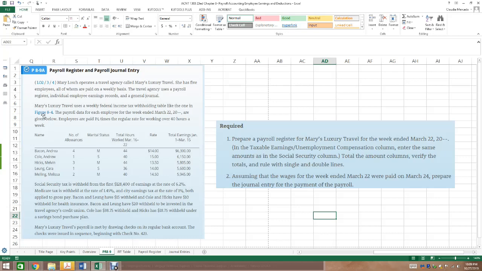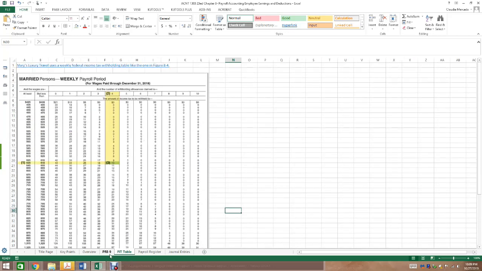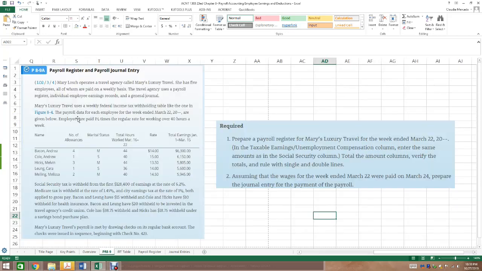So what I did is I went ahead and copied figure 8.4 right here. This is what you should be looking at. This is coming from your textbook. The payroll data for each employee for the week ended March 22nd are given below. Employees are paid 1.5 times the regular rate for hours over 40 a week. And then they give us a list of the 5 employees, their number of allowances, their marital status, their hours worked, their rates, and their total earnings.